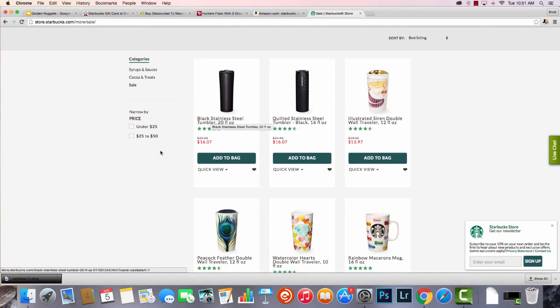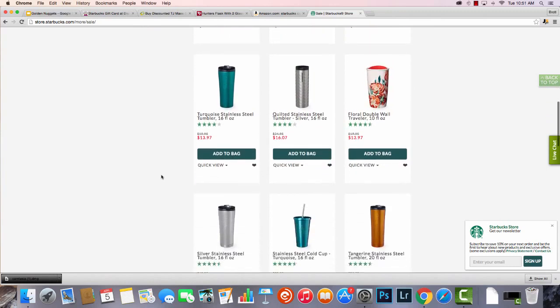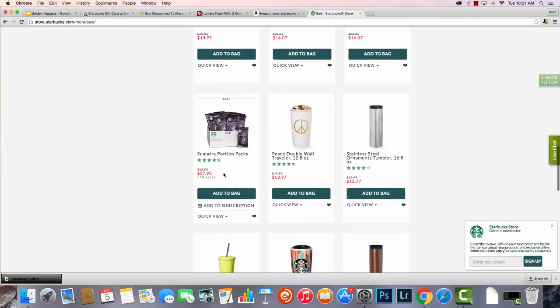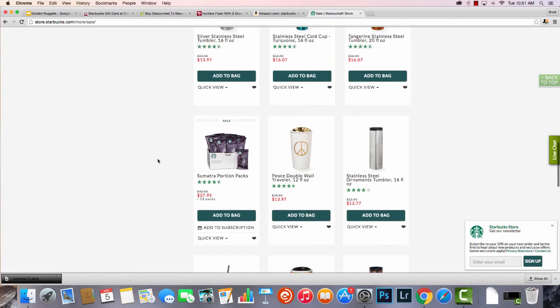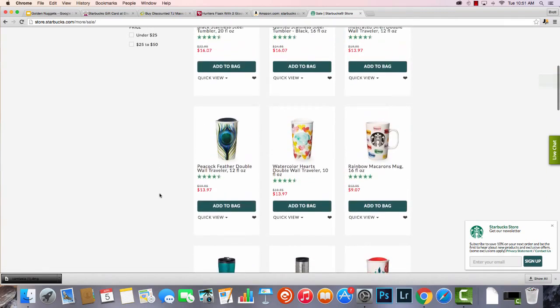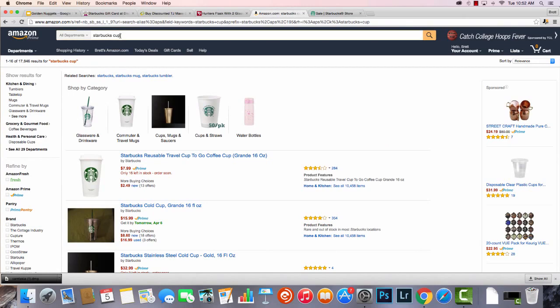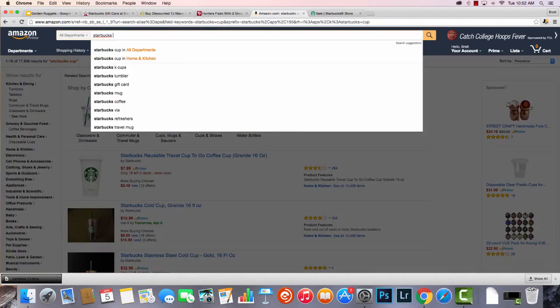Okay, so you have your stainless steel tumbler, and then scrolling down here, this is the other thing that I saw that was just awesome. The Sumatra portion pack. So what would I do? I'd create a bundle. I put one Sumatra pack with a black stainless steel tumbler. Okay. And again, Amazon's already telling you what people look for.